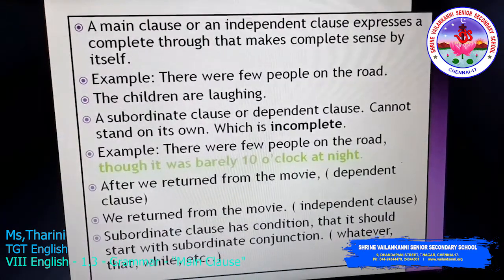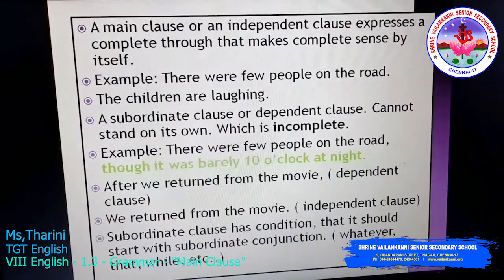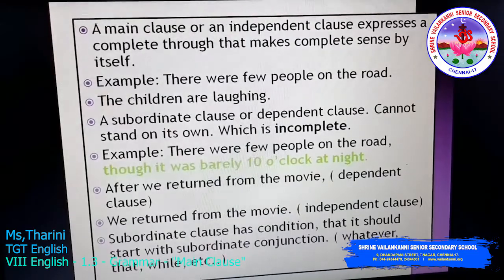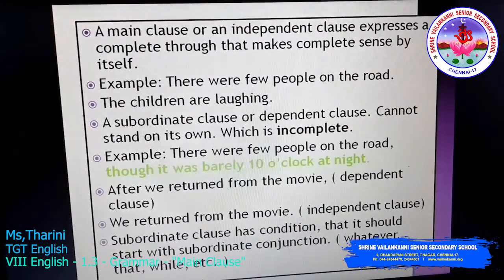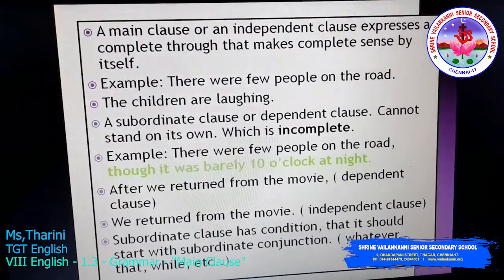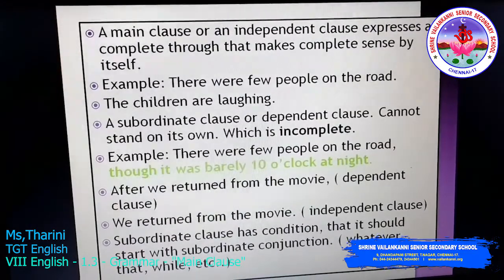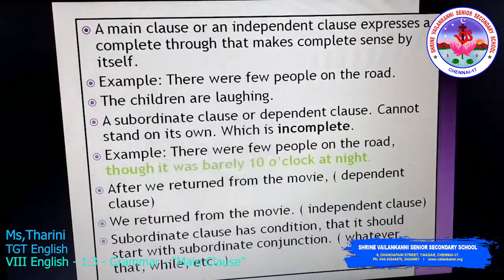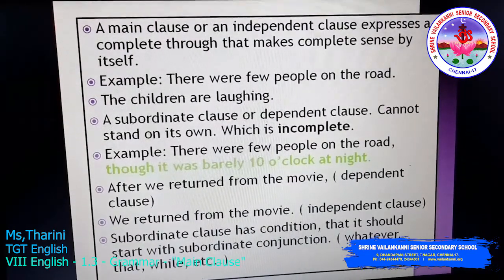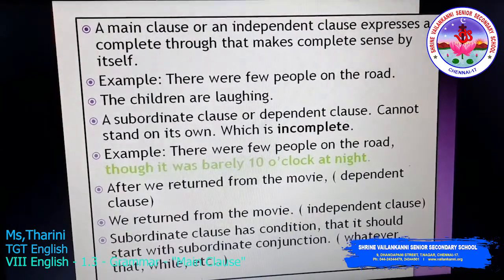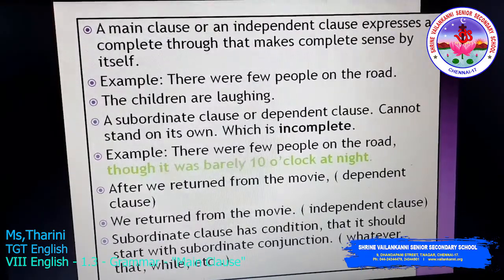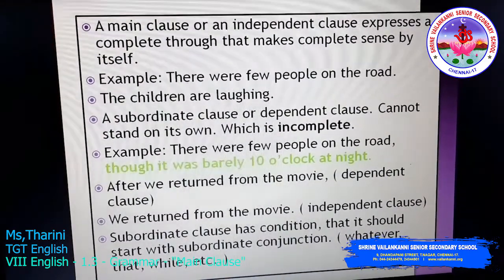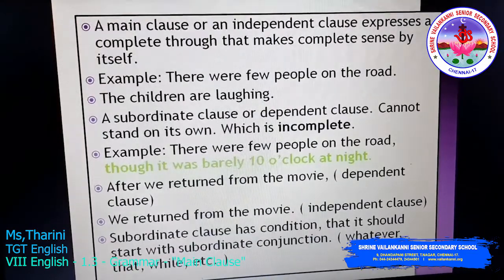Example, there were few people on the road. Yes, it is a complete sentence, right? The children are laughing. Okay, these are the examples of main clause, which is independent clause. It is not dependent on anything. A subordinate clause or dependent clause, which is dependent on the main clause, cannot stand on its own, which is incomplete.